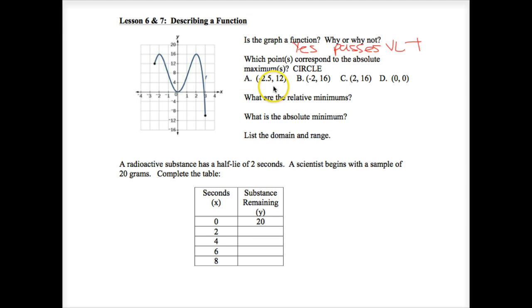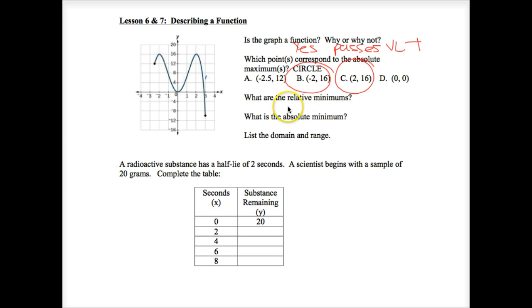If it had just asked you for the absolute max, you would only be listing the y coordinate. So the absolute max here, the biggest y value, that's the definition. The biggest y value that I see is 16. So on this graph, there are 2 different points associated with that, both B and C.